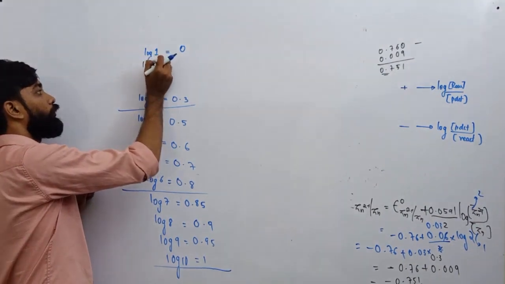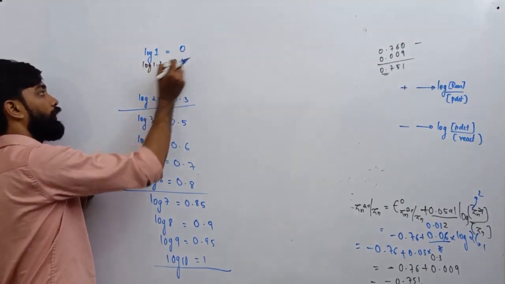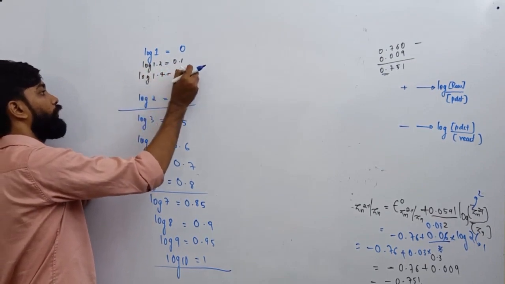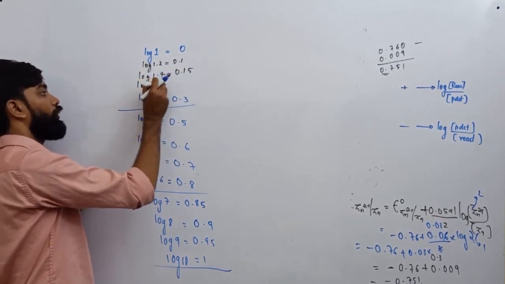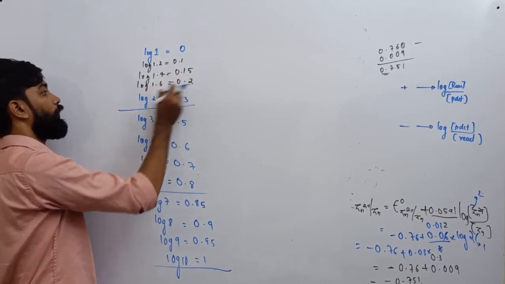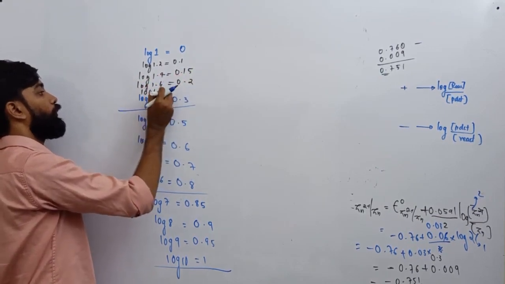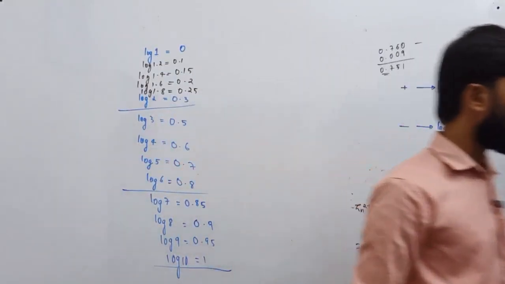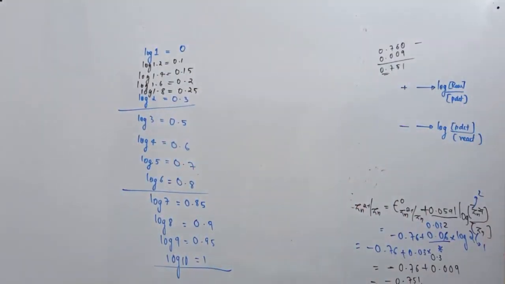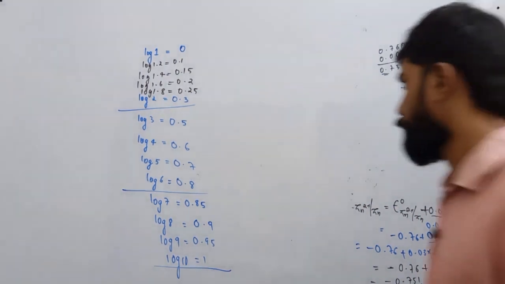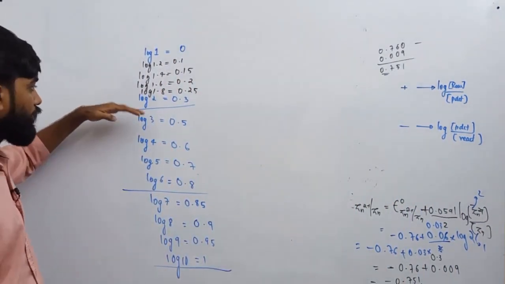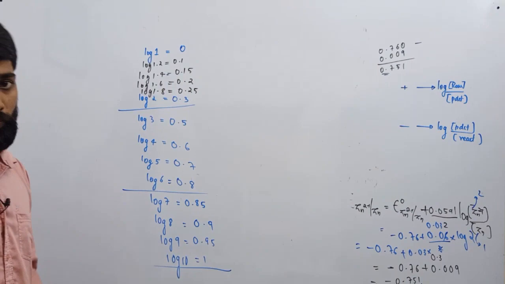Log 1.2, 0.1, log 1.4, 0.15, log 1.6, 0.2, log 1.8, 0.25. So minimum this much is required. So you have to study this section wise, then it will be more easy.